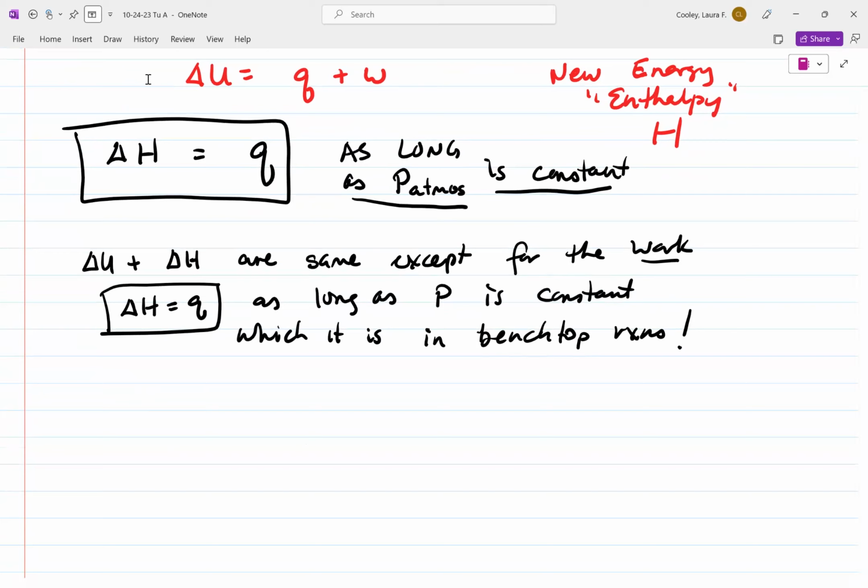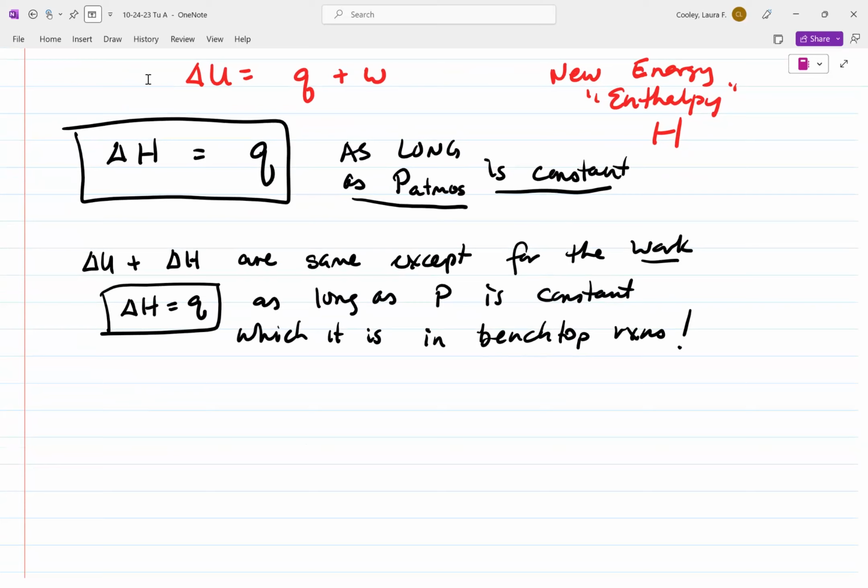Delta U is used if you did a reaction at constant volume, if it wasn't at constant pressure, then you would use delta U. If you're majoring in chemistry and you take physical chemistry, you'll do many problems on the difference between delta U and delta H in given reactions. But for general chemistry, there's no need to complicate the issue.